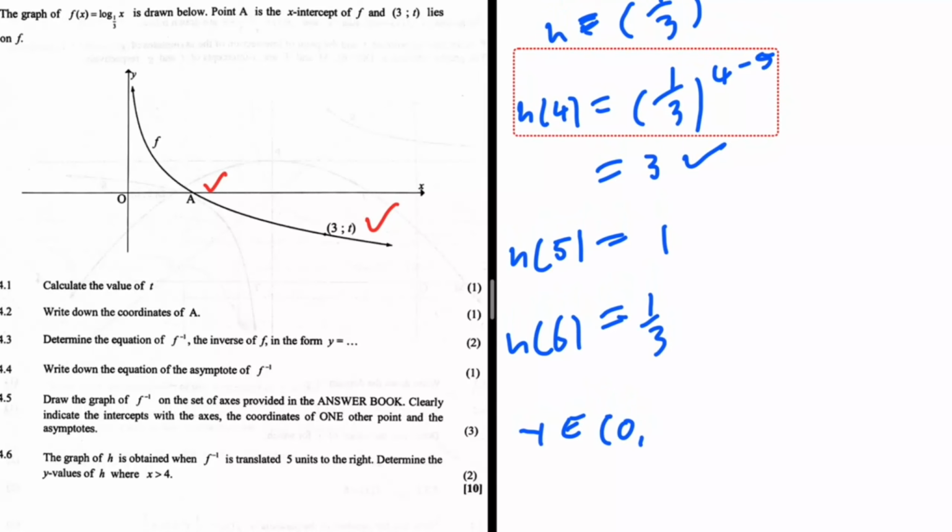But we don't get to 4. We just get very close to 4 from the right hand side. So 0, 3. Do we include 3? No, we don't, because we're not going to get to 4. We're actually going to get very close to 4, 4.00001, but actually never get to 4. So that is why. That is 4.6.